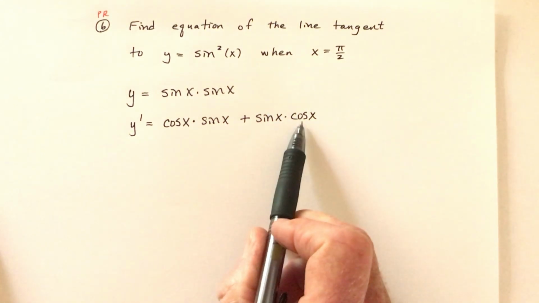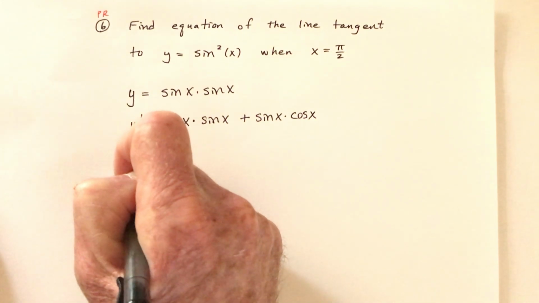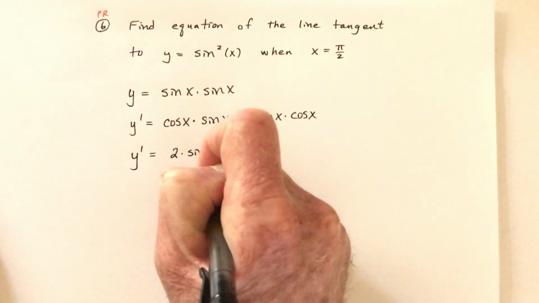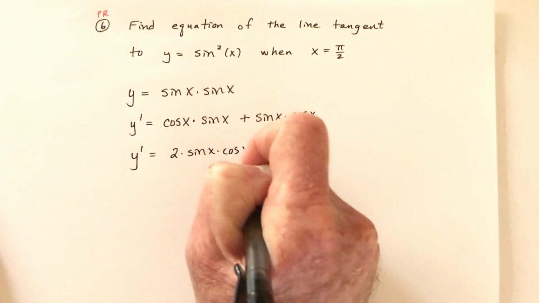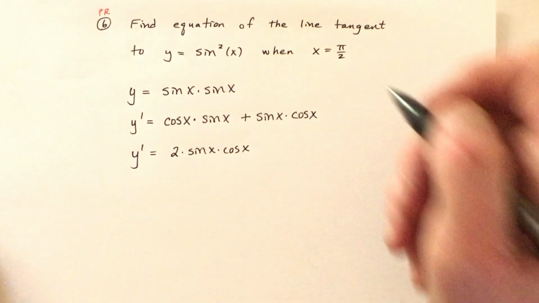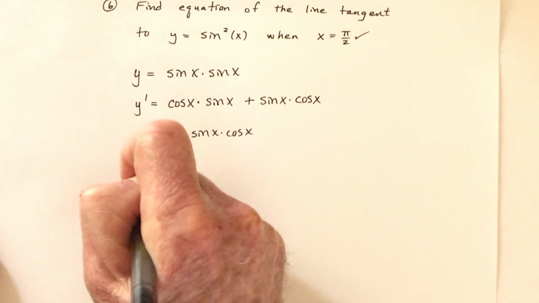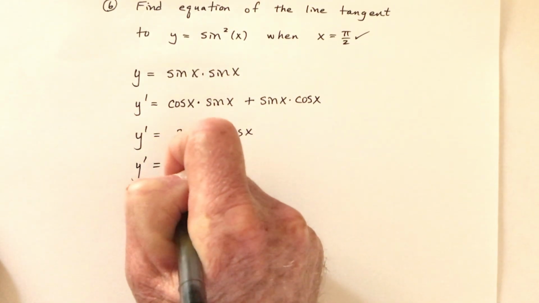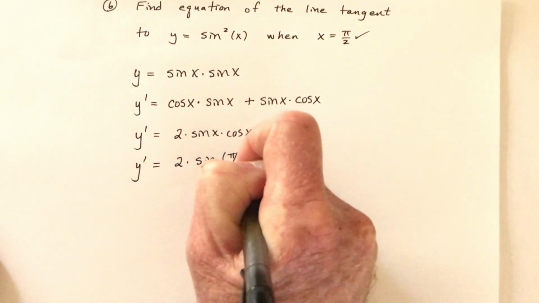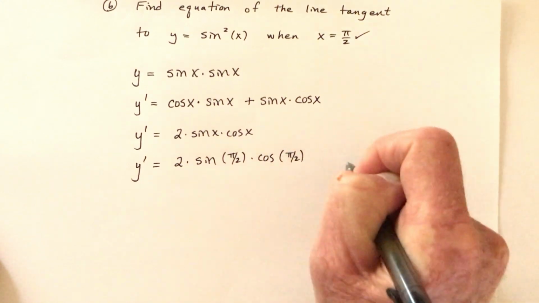So this is sine x cosine x, and this is also sine x cosine x. So that means we have two of them that are sine x cosine x. Or you could switch the order and say 2 cosine x sine x. It gives you the same thing. The next thing to do, plug in pi over 2. So y prime is 2 and then sine of pi over 2 and cosine of pi over 2.